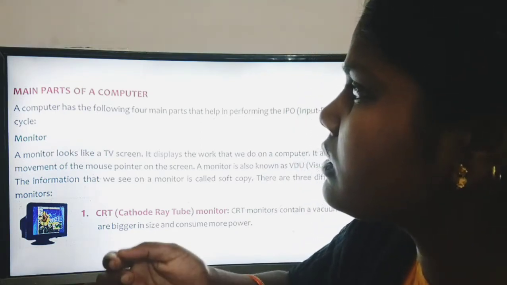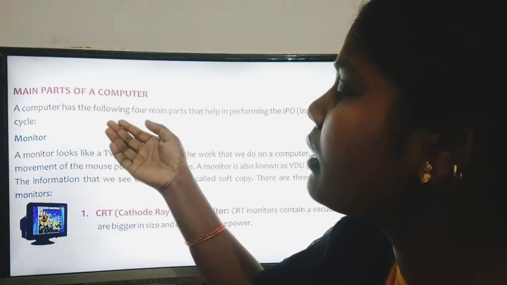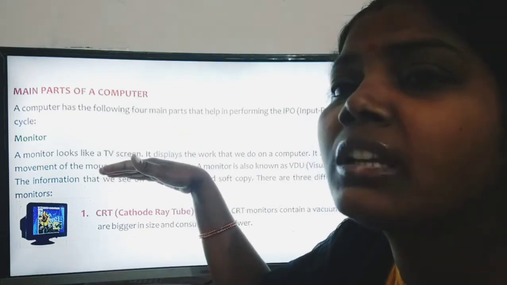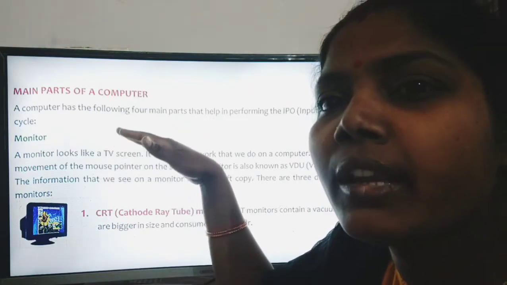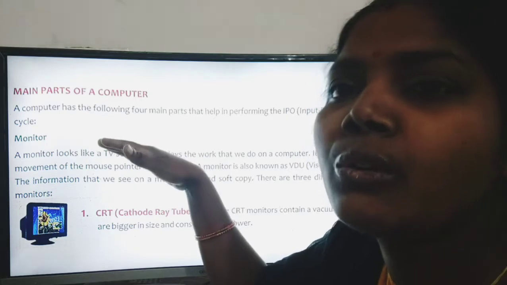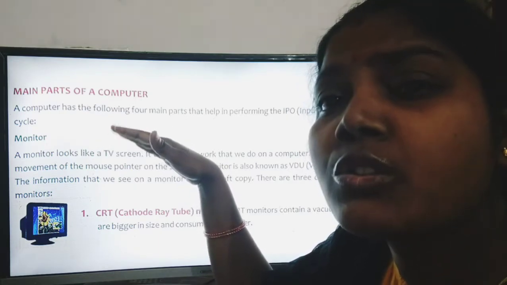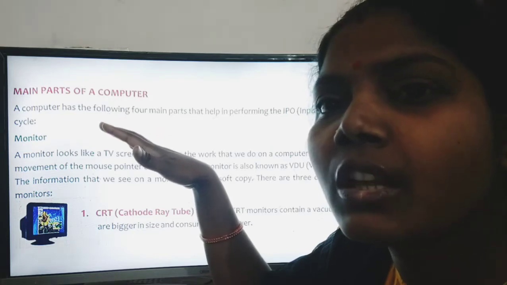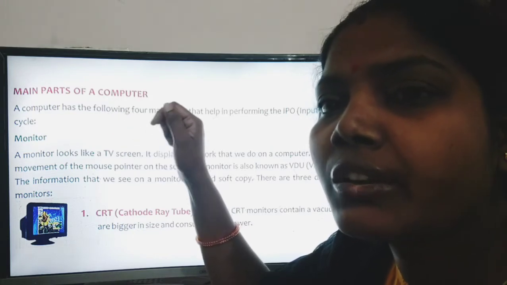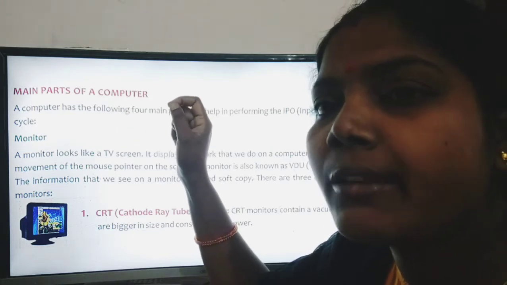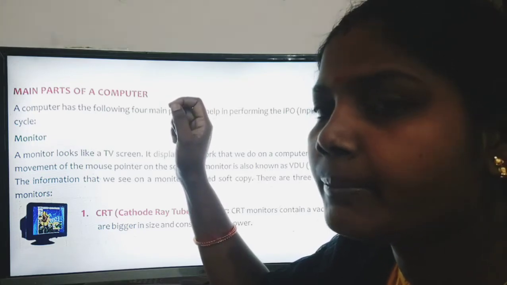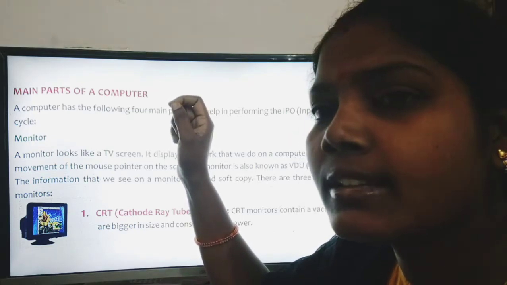Here we have the main parts of a computer, and this is very important. We should know what the main parts of a computer are, because without all of these we cannot do anything else on a computer. So listen carefully and learn well. Let me start the lesson.